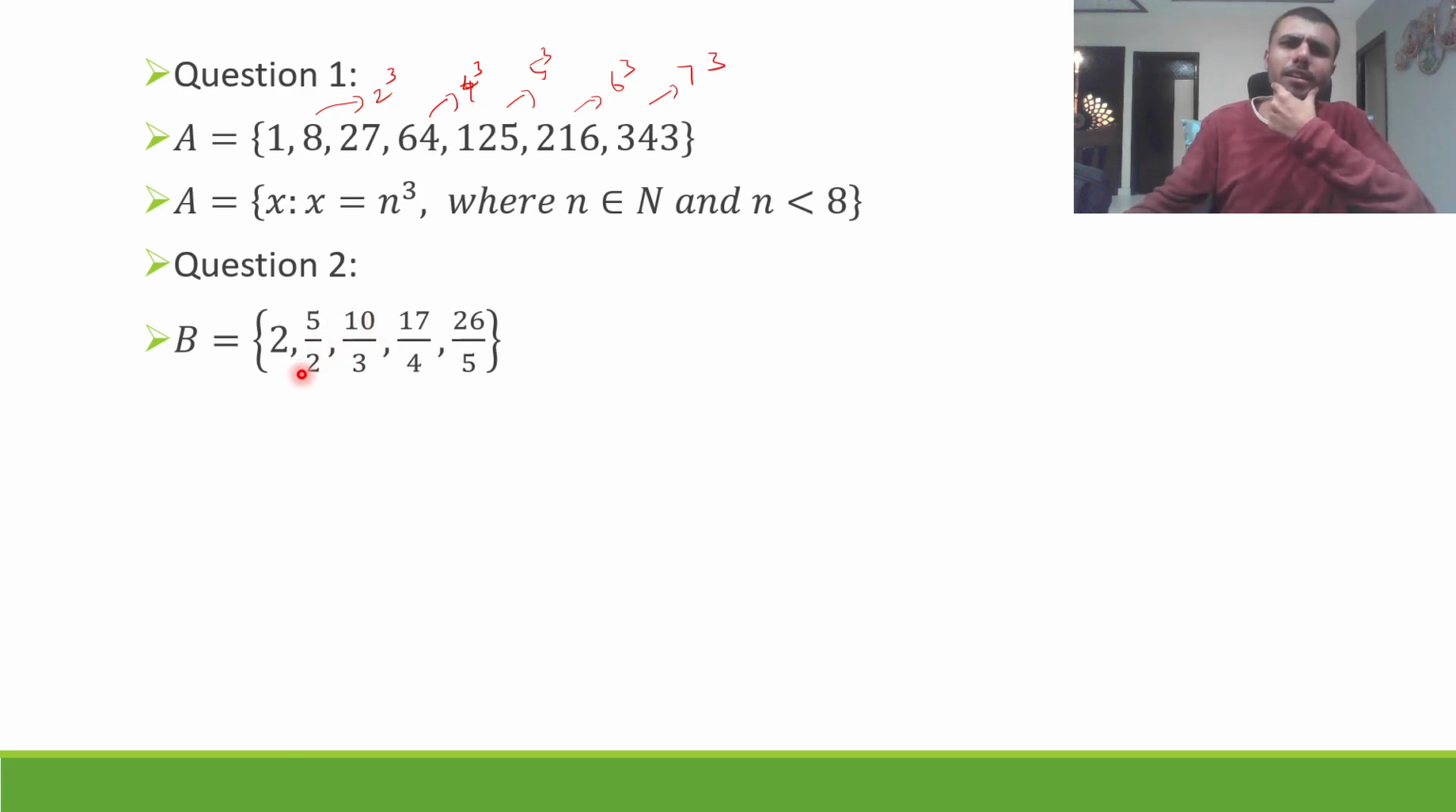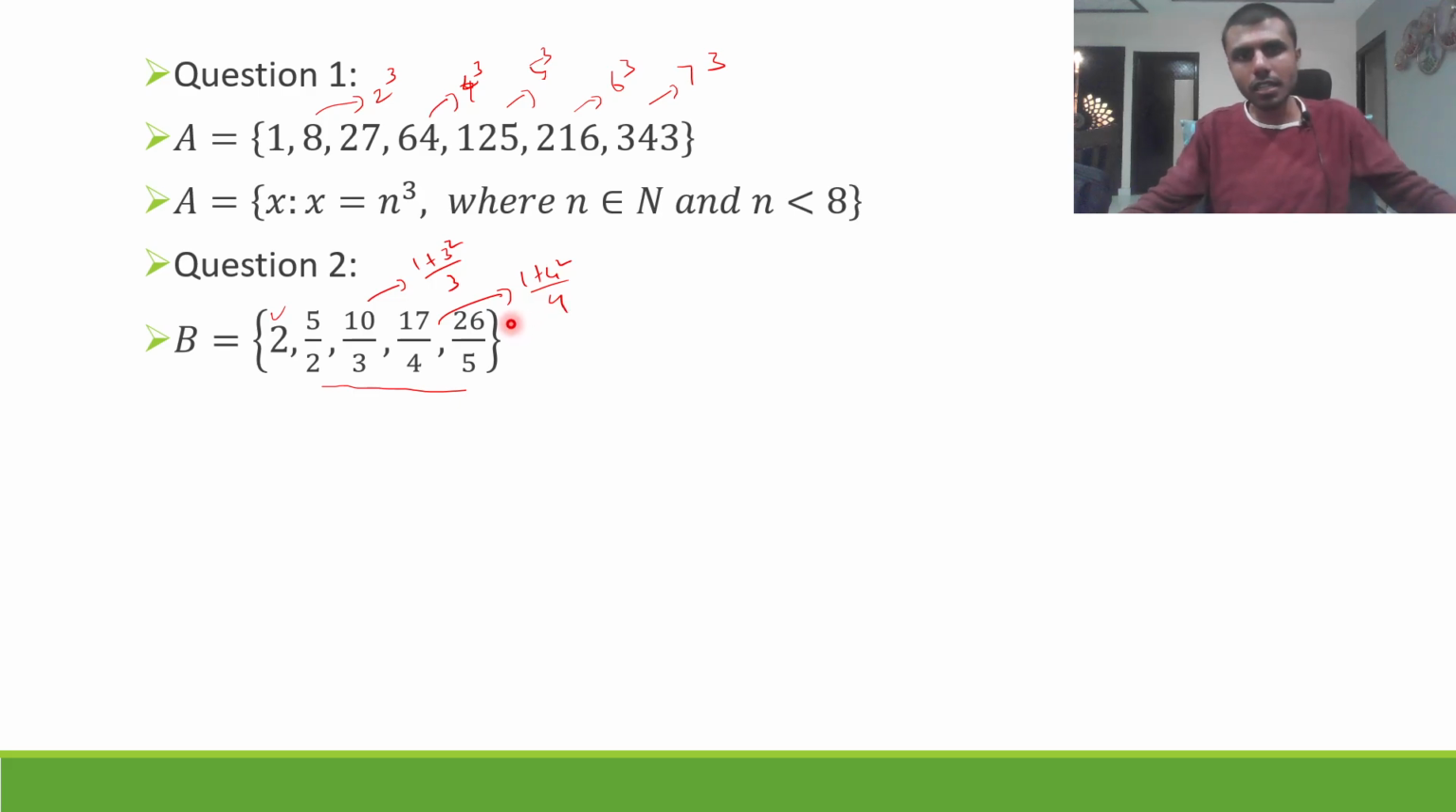Is there some pattern or something? From this element I cannot identify the pattern. Let me see these four. Now you see I have 2 here, I have 5. What is 5? 5 is 1 plus 4, 1 plus 2 square by 2. This is like 10, 1 plus 3 square by 3. This I can write as 1 plus 4 square by 4.